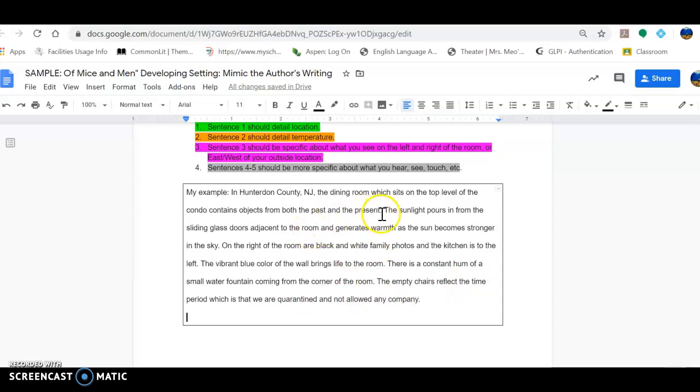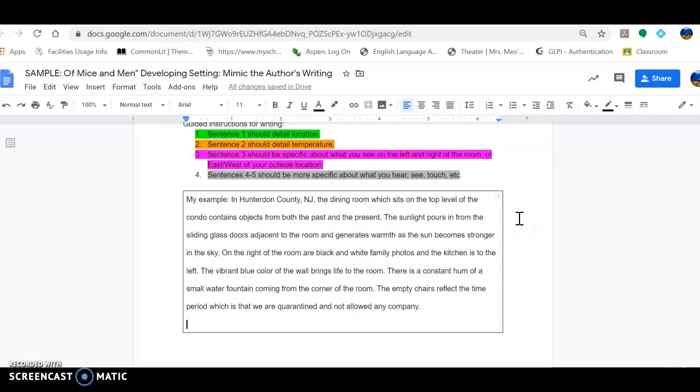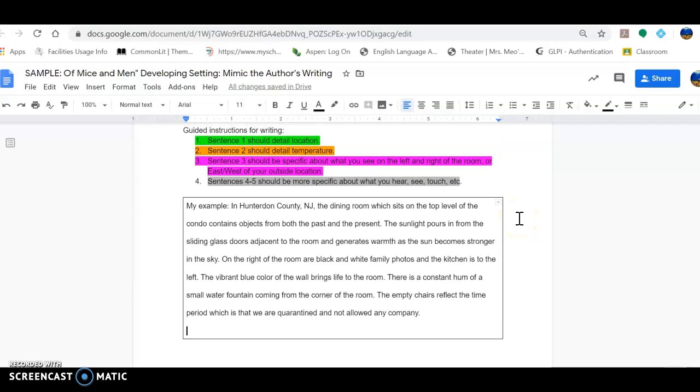So hopefully this is an example of something that you can follow for when it comes time for you to write your own descriptive paragraph. I need you to use these guided instructions for writing to help you. Remember that the first sentence should detail location, the second sentence should detail temperature, the third sentence should be specifically about what you see on the left-hand side of the room, the right-hand side of the room, in front of you, and maybe behind you. And then the last few sentences are where you should go into detail about what you hear, see, touch, taste, etc. So the last few sentences should include sensory details.